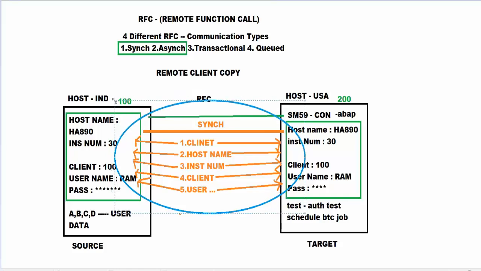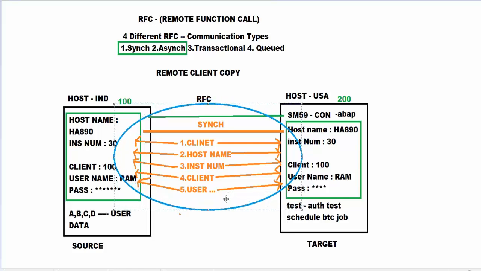In synchronous communication type, the source system is checking all the verifications. Once that is done, next comes the asynchronous communication type. So for example, once all the verification is done in the synchronous method with the source system, it will receive the acknowledgement.